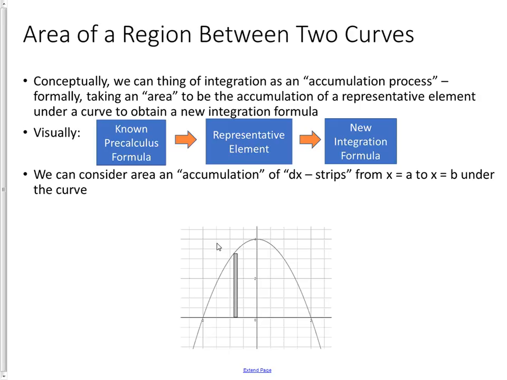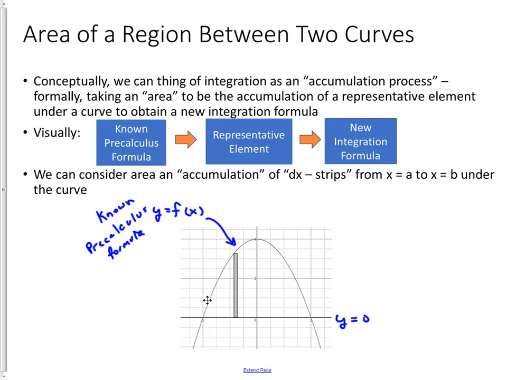So, if we consider this curve y equals f of x, that is our known pre-calculus formula. As a matter of fact, we could set it up between any two curves. We're going to take our second curve to be y equals 0 right here, and y equals f of x to be this upper curve, whatever it is. So this is our known pre-calculus formula.